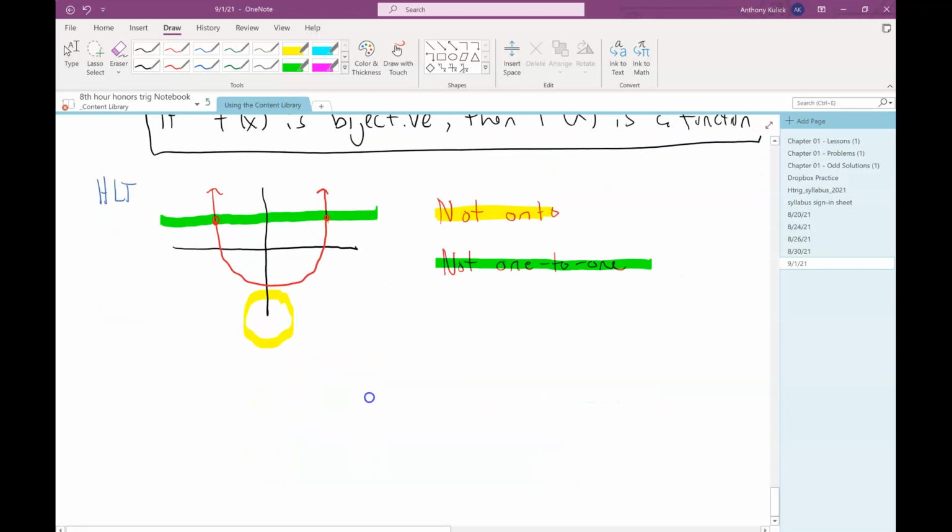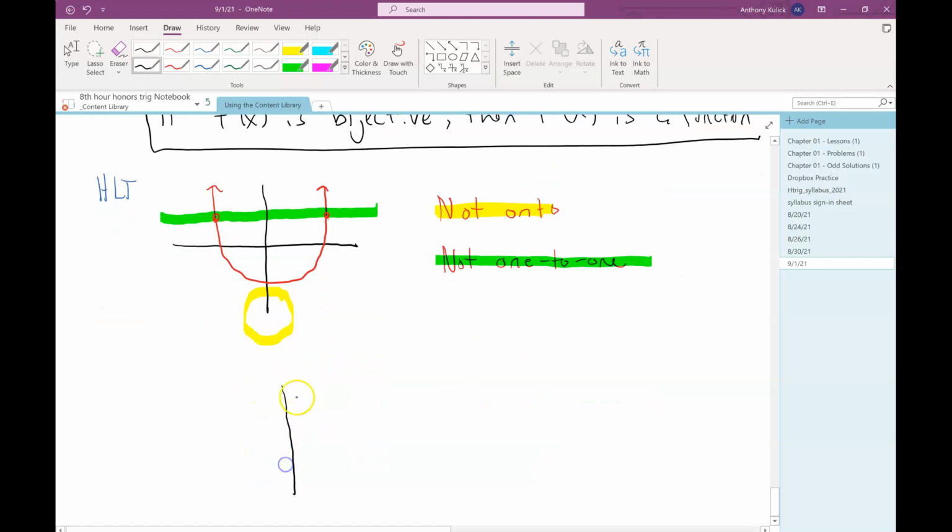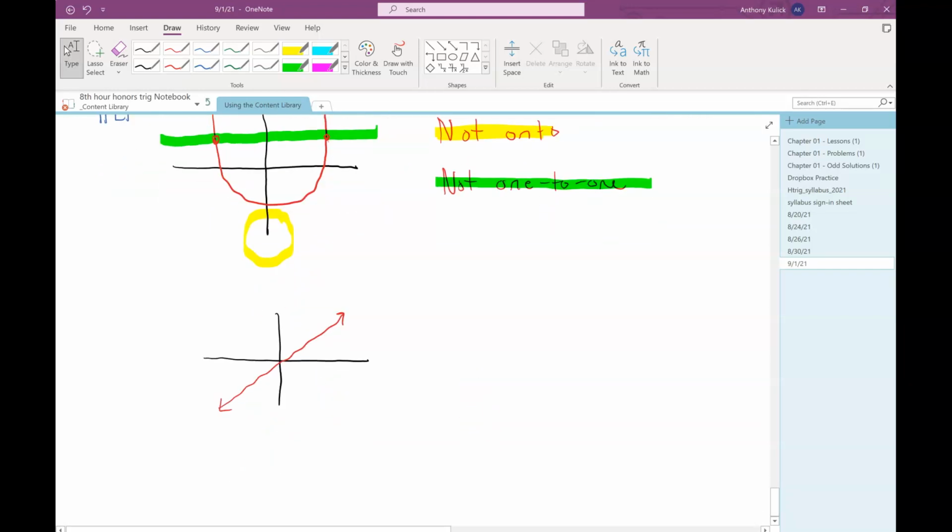So at this point, you're like, okay, you've given me two examples of functions that are neither. Can you give me an example of a function that is one-to-one and onto? Sure. Well, any linear function will be one-to-one and onto. All the y coordinates are used, and they're just used one time. So this is both one-to-one, because the y coordinates are only used once, and onto because all the y coordinates are used.